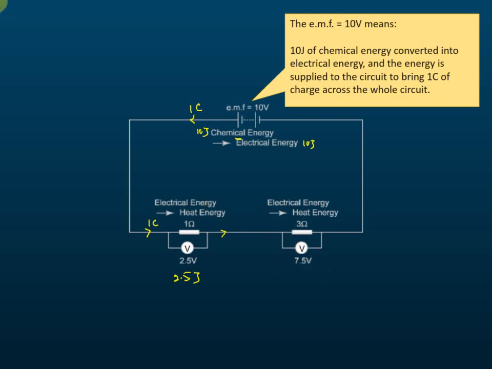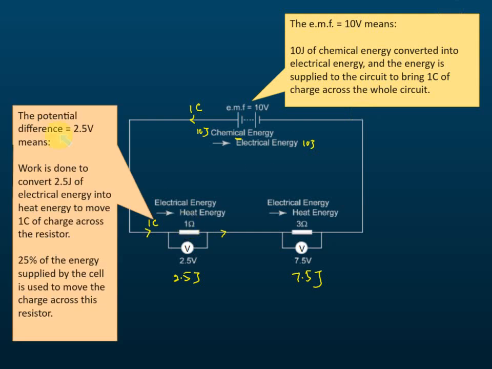Here, 7.5 watt means that we need to do 7.5 joules of work to move this 1 coulomb of charge from this point to this point. That is potential difference. So we say the potential difference 2.5 watt means that work is done to convert 2.5 joules of electrical energy into heat energy to move 1 coulomb of charge across the resistor. This is 1 ohm and this is 3 ohm, so 25%, because this is 25% of the load resistance, so 25% of the energy supplied by the cell is used to move the charge across the resistor.